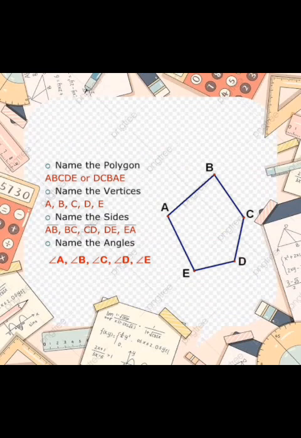And now here we have an example, a polygon named ABCDE or EDCBA. Its vertices are A, B, C, D, E. Its sides are named side AB, side BC, side CD, side DE, and side EA. Its angles are named angle A, angle B, angle C, angle D, and angle E.